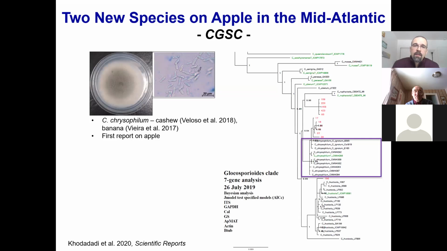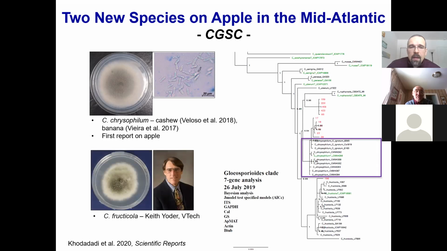The surprising fact was that this species has only recently been described, completely new in the literature in 2017 and 2018, infecting cashew and banana. And we do have it as the second most dominant cause of bitter rot on apple in the Hudson Valley, Pennsylvania, and Virginia. Also New Jersey, Delaware, and Ohio. So that was one surprising finding.